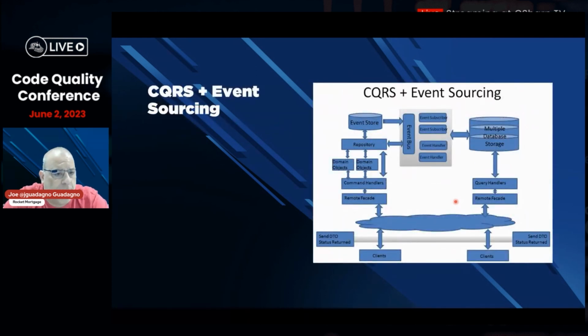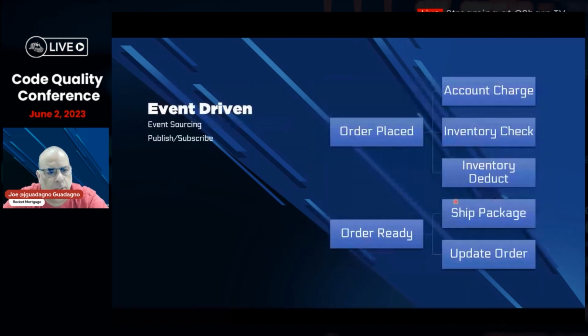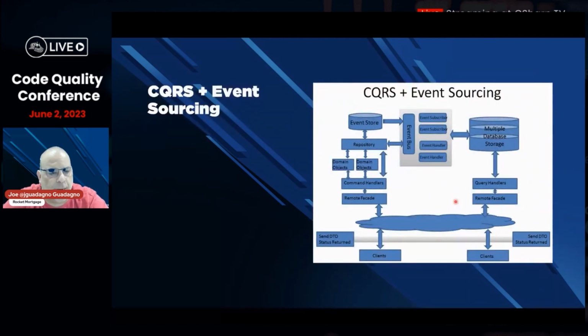Next, I'm going to talk about a combination of the CQRS and event sourcing. This one is pretty similar to the last pattern. It's kind of like the last two patterns combined. So the idea is you have your clients. Clients want to do something. Left side is I'm going to place an order. The right side is I want to query.